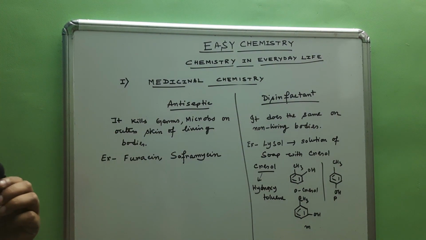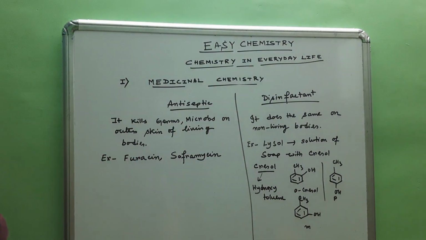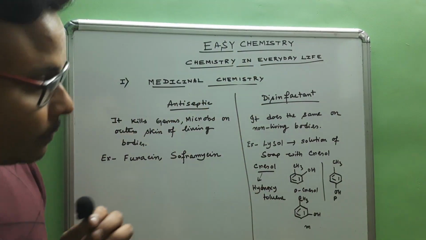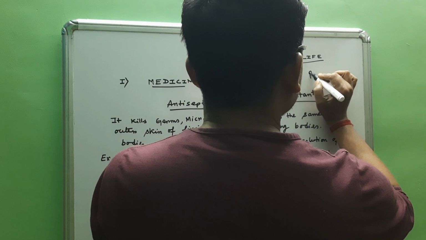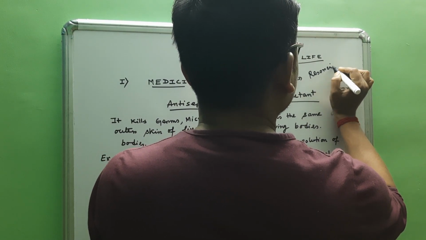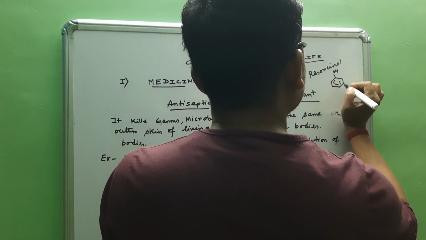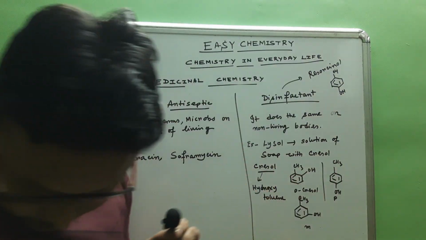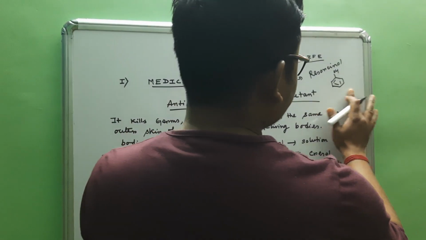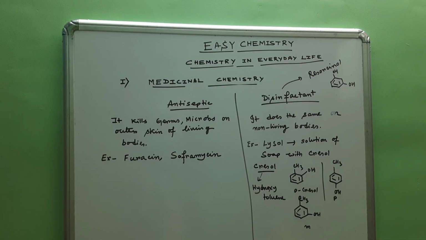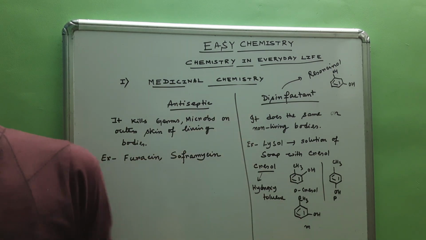So these are the antiseptics and these are the disinfectants. There are many other types of disinfectants. Phenol itself is a disinfectant, and resorcinol is also a disinfectant. This is OH and OH, basically with the OH in the meta position. This is resorcinol. So all these are examples of disinfectants.